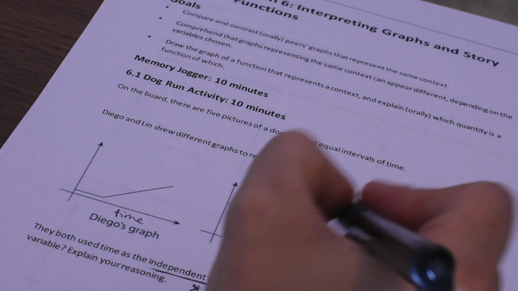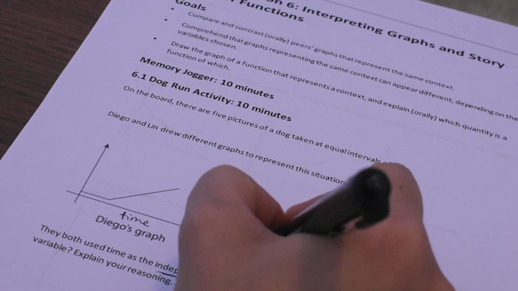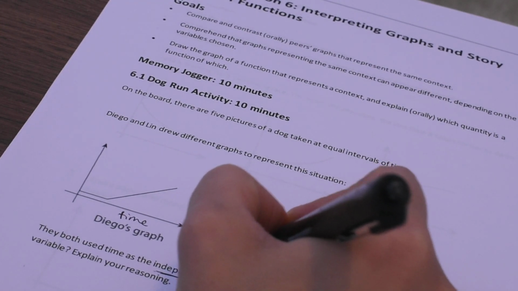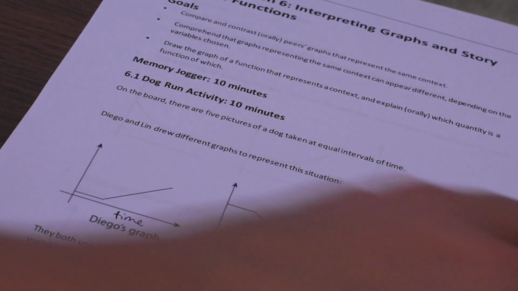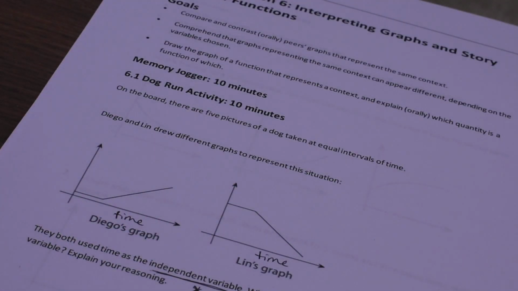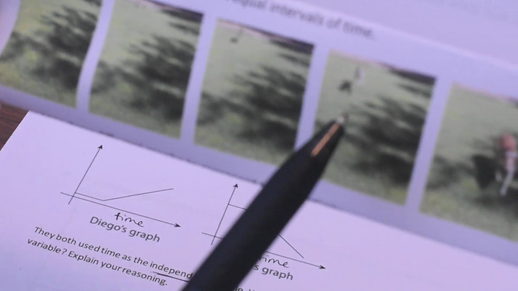So I know, okay, time goes here. And I know for Lynn, time goes here, right? So let's look at the pictures again. So the dog is here in the first picture. It's kind of in the same spot in the second picture, right? Third picture starts getting closer, 4th picture closer, and 5th picture a lot closer.